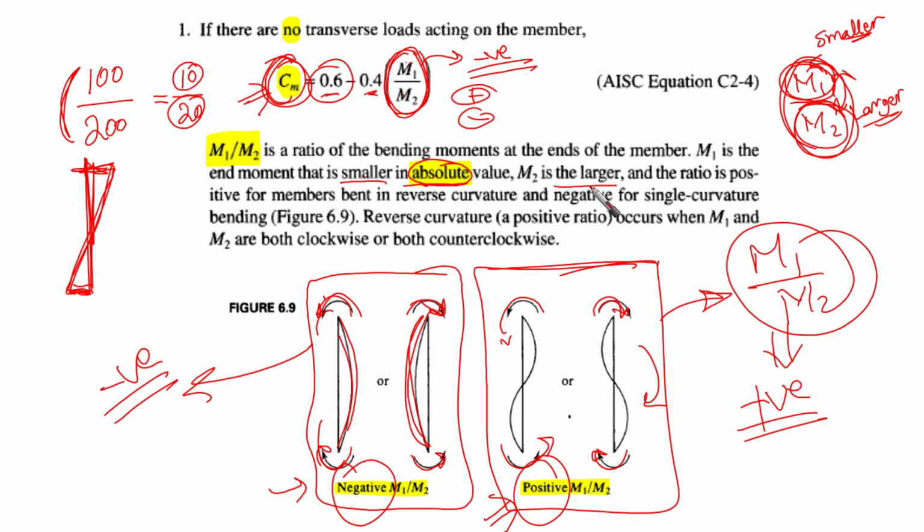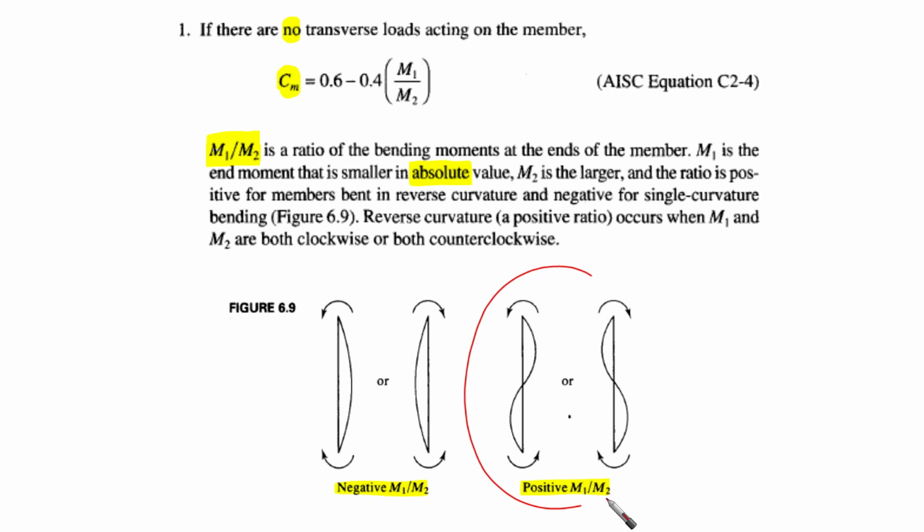Okay, so M2 is the larger, and the ratio is positive for members bent in reverse curvature, as we said here, and negative for single curvature, as we can see. Reverse curvature, a positive ratio occurs when M1 and M2 are both clockwise or counterclockwise, as we mentioned here. Okay, so remember well, positive, negative.